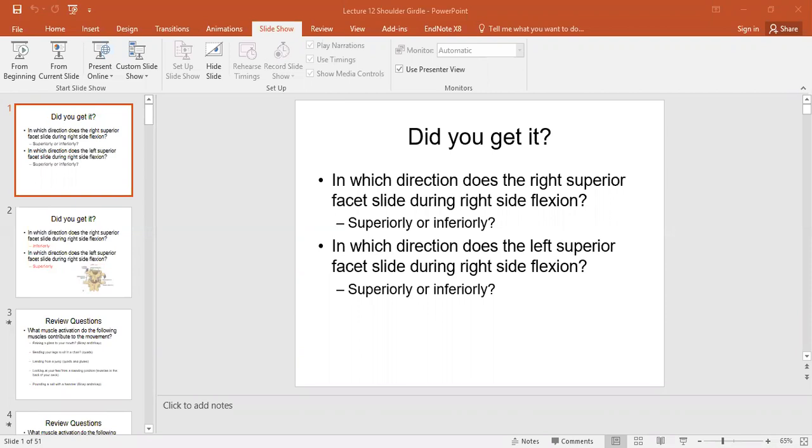If I didn't want to reach overhead, then the associated motion at the AC joint would be a downward rotation. That's your difference. Same things happen at the clavicle or the SC joint. Does that make sense? I don't need to explain that again. Okay.